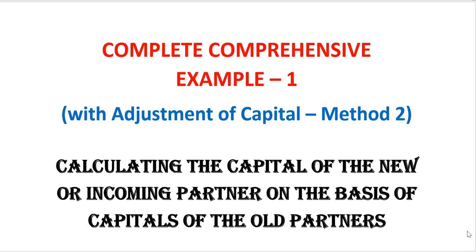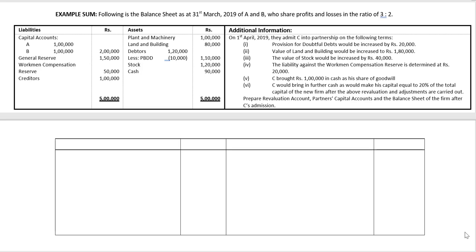Hi, this is the first complete comprehensive example under adjustment of capital method 2, where we calculate the capital of the new or incoming partner on the basis of the capitals of the old partners. So this example sum will demonstrate the second method of adjustment of capital at the time of admission of a partner. Let's go to the example sum.